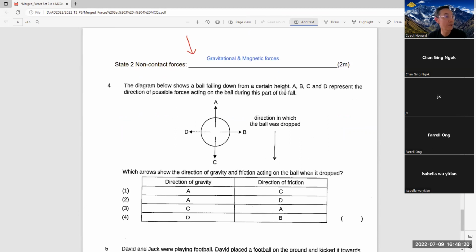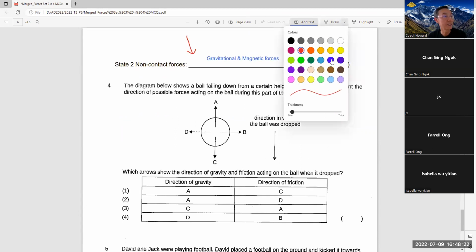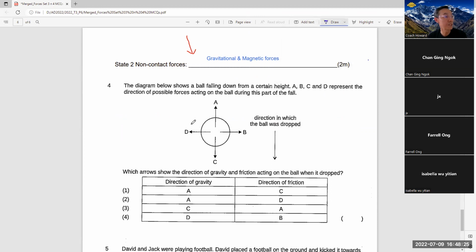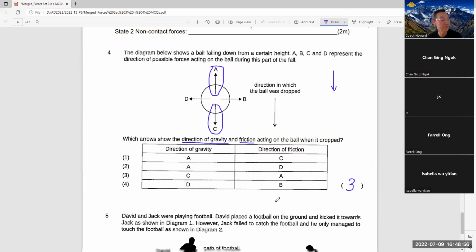The diagram shows a ball falling from a certain height. Okay, and this represents the direction. The ball is dropping down this way. Which direction shows the direction of gravity and friction? So gravity always acts downwards, right? So you see this one downwards. And because it's falling this way down, there's air resistance going up, right? Correct. Direction of friction, because friction is this air resistance going up. So gravity is C, so answer is 3. Okay, simple, right?